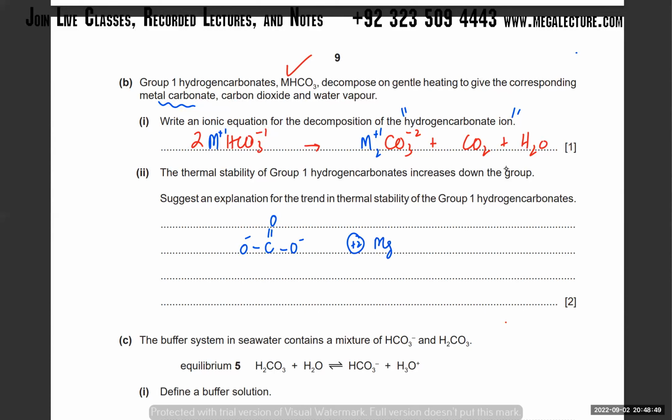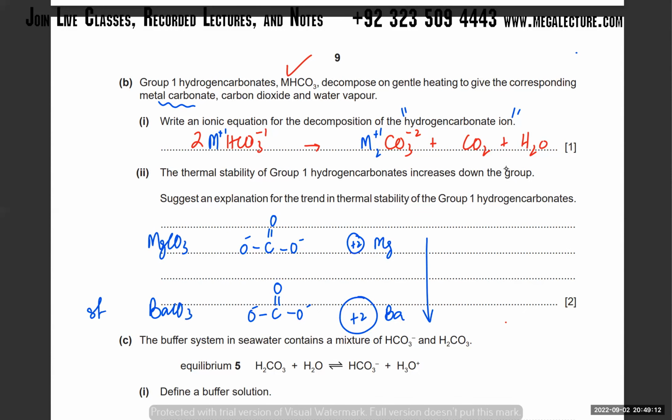And there's another carbonate down the group. So the carbonate ion is the same, so the carbonate ion is not a factor. It's in barium carbonate, it's going to be the same. Now barium is going to be a bigger ion, right? So what happens down the group? MgCO3 is very unstable. Barium carbonate is highly stable.